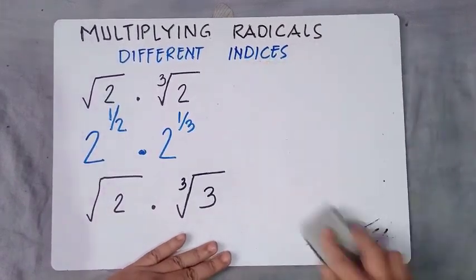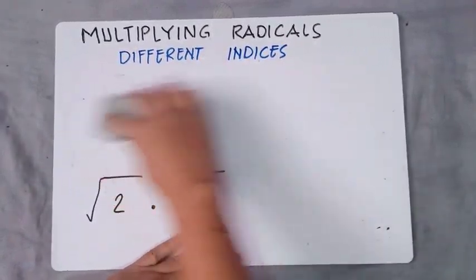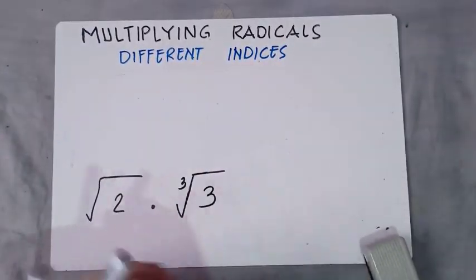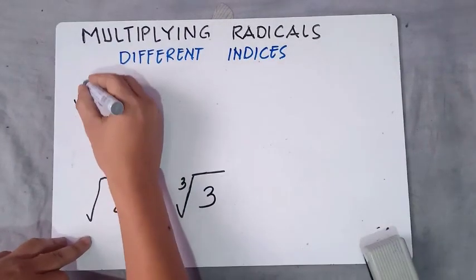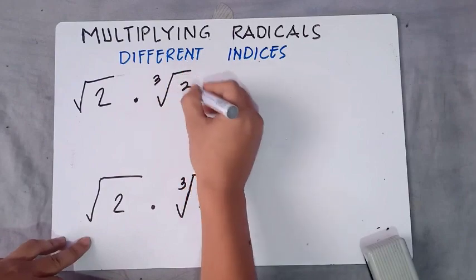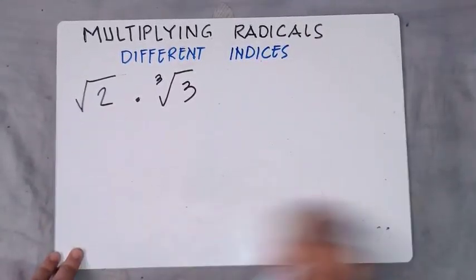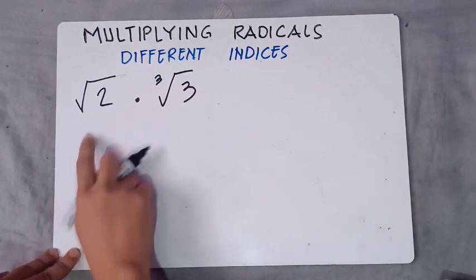Now, sir, what if the radicands are not the same, as well as the index? So, example, the square root of 2 multiplied by the cube root of 3. So, the thing that we will do right here, class, is we need to convert this into exponential form.